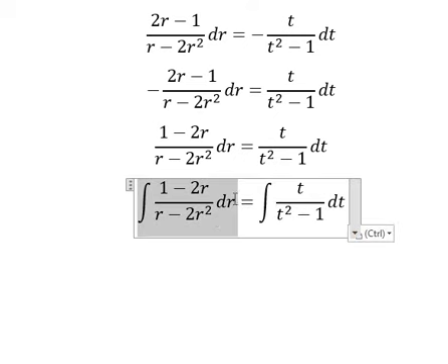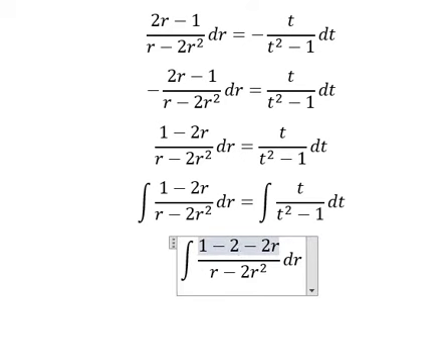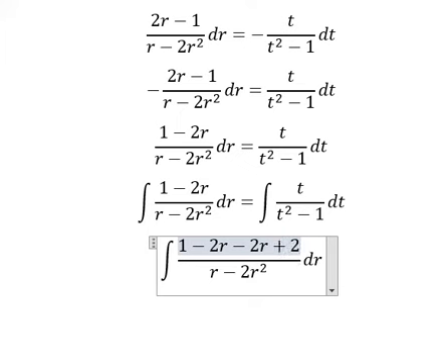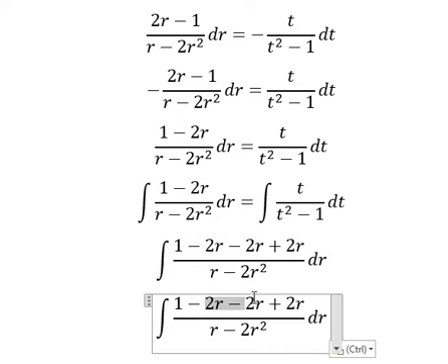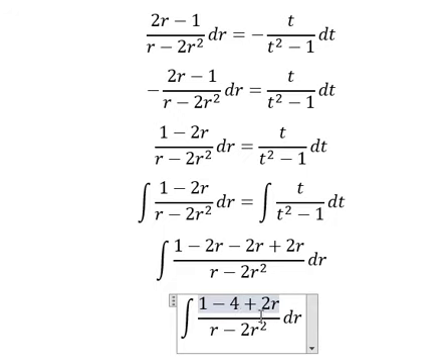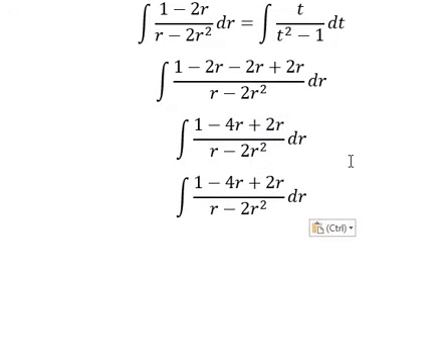Now, I will consider this one first. About this one, I will put another negative 2r in here. Later we need to put back positive 2r. This one we have negative 4r. And now we will create two fractions in here.